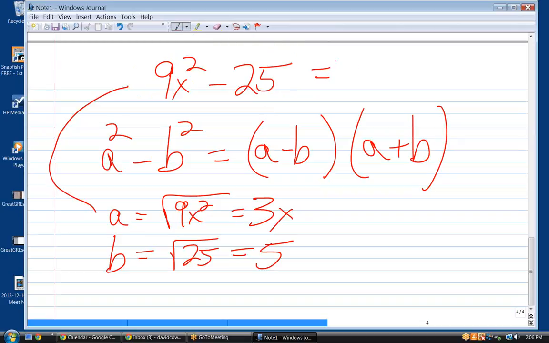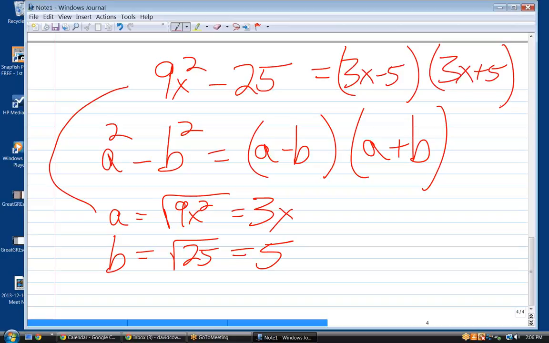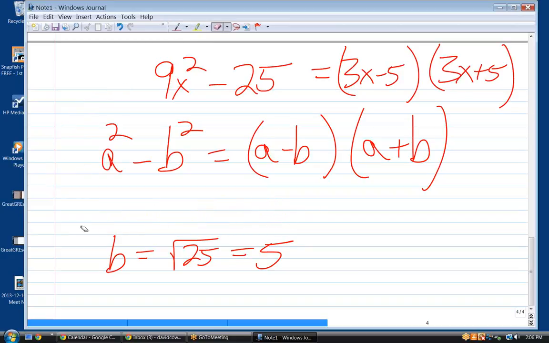So do you just do 3x minus 5 and 3x plus 5? You got it. Oh, okay. I don't know why I thought it was harder than that. Yeah, no. That's what's involved. The key is determining what is A and what is B.